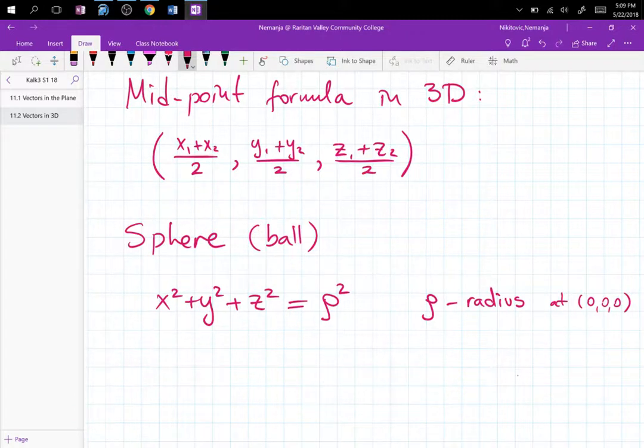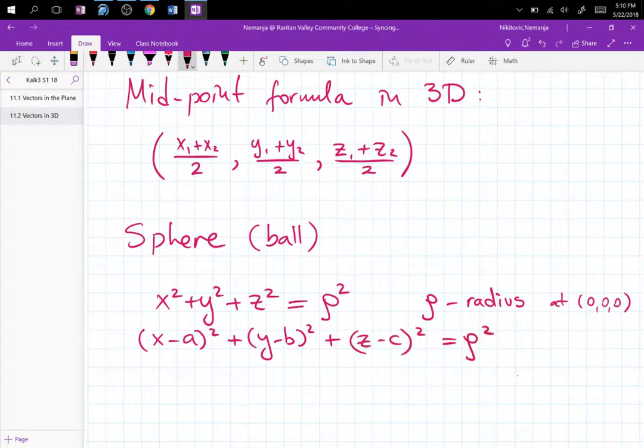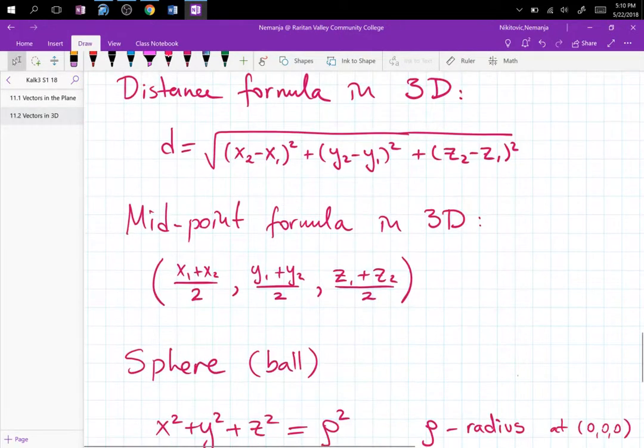Now, if you want to have a sphere that is not at the origin, you will have to come up with x minus a squared plus y minus b squared plus z minus c squared equals rho squared. In this case, the center is at a, b, c, whatever those values are. So we can figure out the sphere that way. Good.